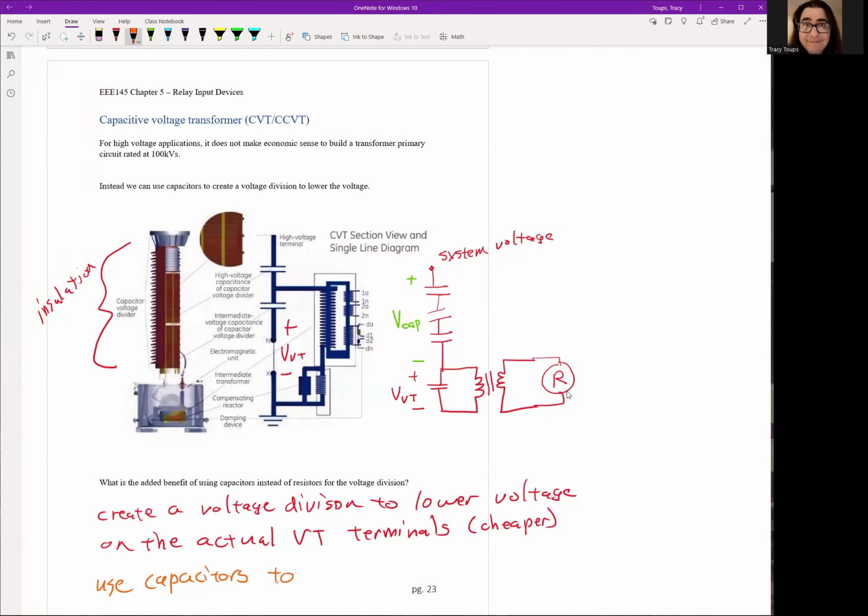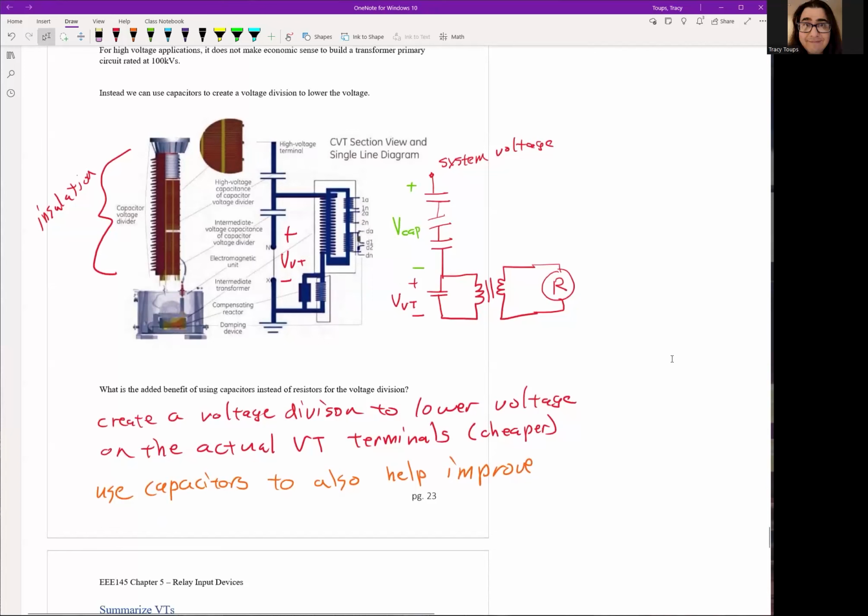So we use capacitors to also help improve the power factor. Remember, we typically use capacitors on the power system to improve the power factor. Well, I'm going to have to create a voltage division. I can only use inductors, capacitors, or resistors. I might as well use a capacitor so I get an added benefit of improved power factor. Okay, so it's kind of like double duty. I'm helping the VT make it cheaper, and I'm also correcting the power factor problem on a power system. So everybody likes capacitors on the system, so the more we add, the better we're going to get.